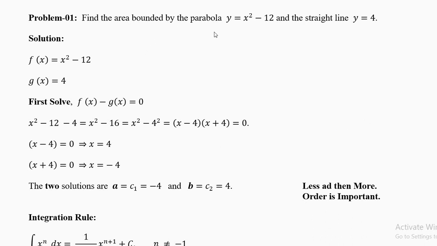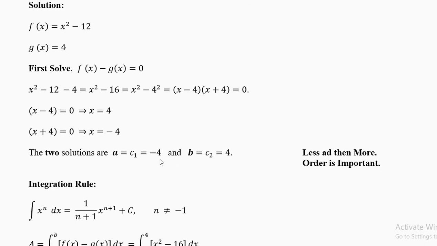Find the area bounded by the parabola y equal to x square minus 12 and the straight line y equal to 4. Now your first curve is f of x equal to x square minus 12. The second is g of x equal to 4. First solve f minus g equal to 0. You have x square minus 12 minus 4, which is x square minus 16, which is x square minus 4 square, x minus 4 into x plus 4. This is the factorization which we learned in the first 2 pages of these notes. Now solve this, you will get the two solutions as 4 and minus 4. The correct order is a equal to minus 4 and b equal to plus 4. You always go for small then big.